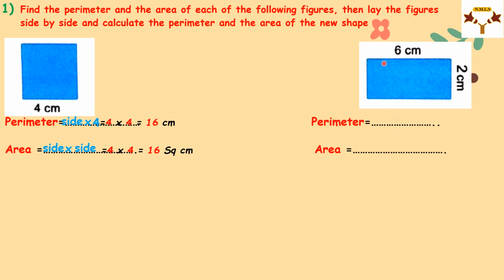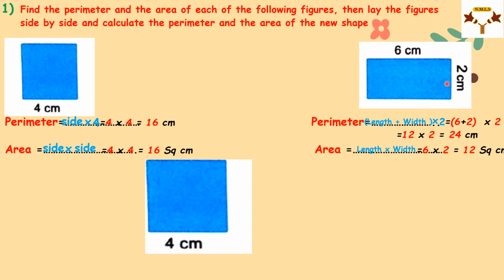Here the rectangle, the perimeter will be length plus width times 2, 6 plus 2 times 2, it will be 8 times 2, 16. And the area will be length times width. So 6 times 2 equals 12.